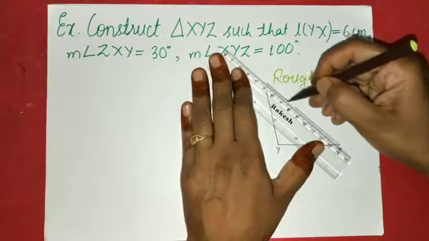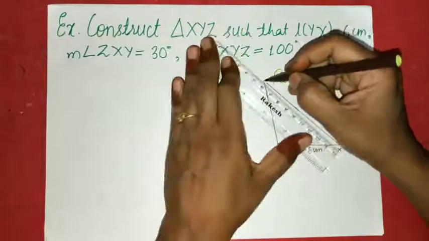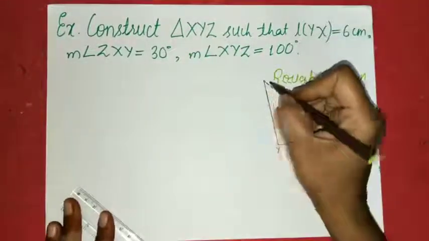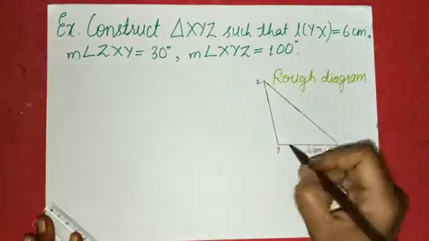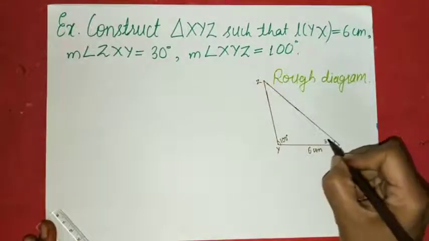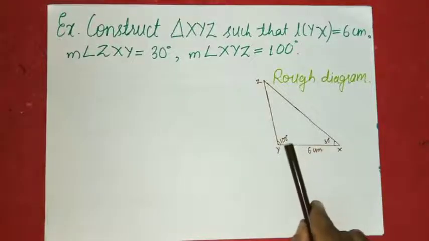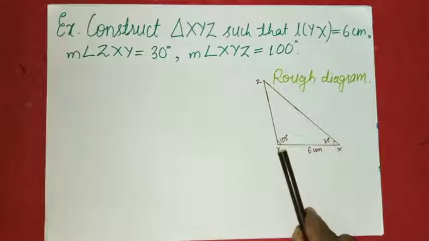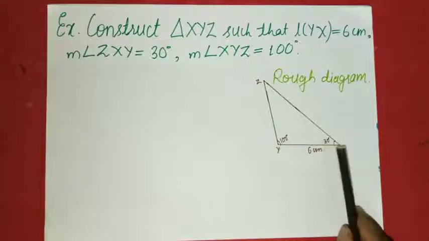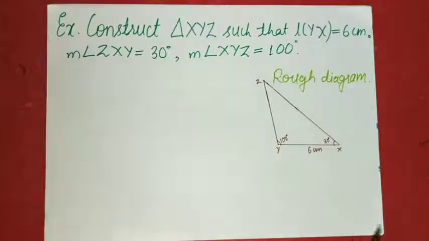Now, here this is your rough figure. This is the vertex Z. This angle is 100 degrees and this angle is 30 degrees. So children, if you look at this rough diagram, 100 degrees is an obtuse angle, so it looks like an obtuse angle here. 30 degrees is an acute angle, so it looks like an acute angle. Now we will try to draw the exact figure for the given measurement.